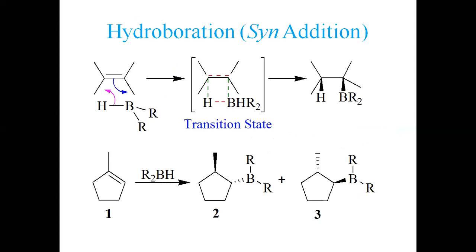Hydroboration is also a syn addition. What is hydroboration? The word presents addition of hydrogen and boron. If you remember how boron exists, I have presented it on the next slide. Boron belongs to group number 3, the boron family: boron, aluminum, gallium, indium, thallium, etc.